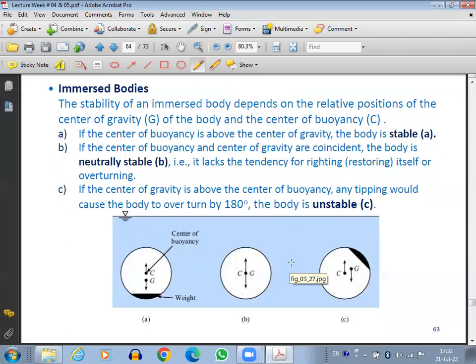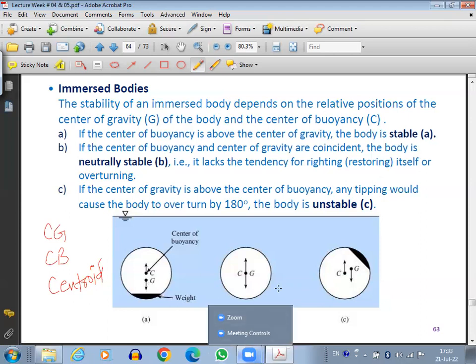Now here these two things are different. Look, there are three things that you should understand. One thing is the center of gravity. Then we have center of buoyancy. And then we have the centroid. Three things. So you should be able to differentiate between the three.